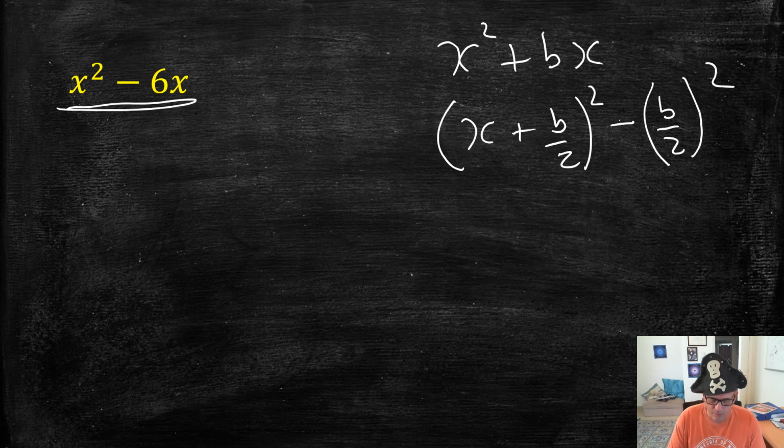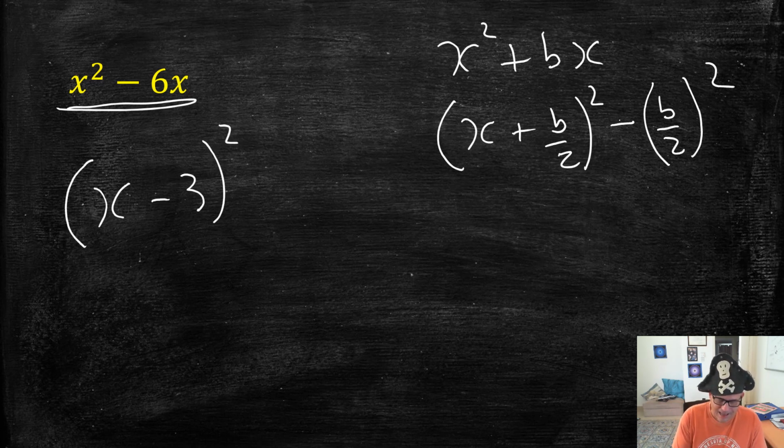9 tiles. How do I know it's 9? Because it's half of 3, squared. So if I complete the square on this, it's going to be x minus 3 squared because it's half of b. b is minus 6. Okay, and then minus 3 squared is positive 9, so I need to take away 9.